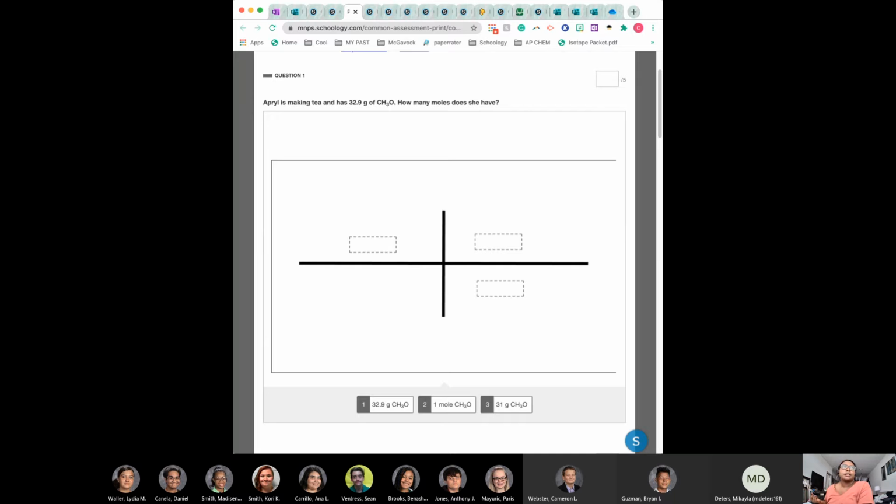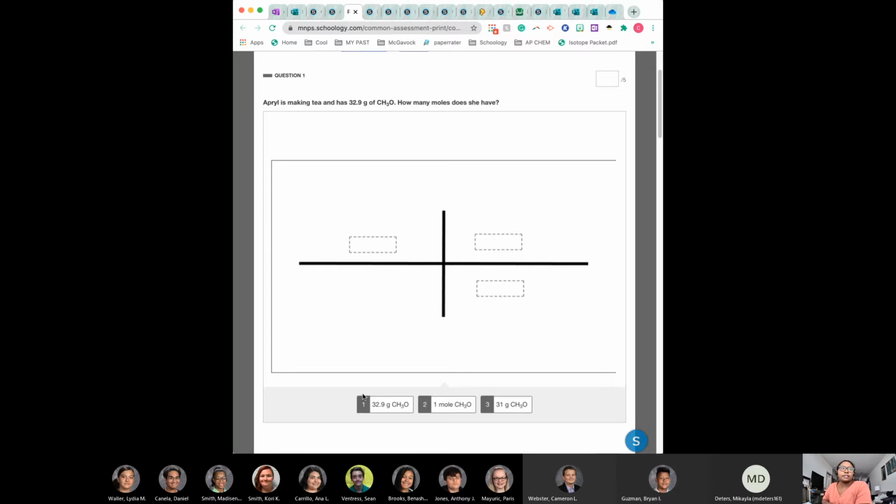Okay. April is making tea and has 32.9 grams of CH3O. How much does she have? For this one, guys, we would just be moving these blocks. Okay. So answer your choice 1, 2, or 3. Which one is going to go in our very first blank? We're going to start with our given. So answer choice 1, 2, or 3 is going to go in our first blank.